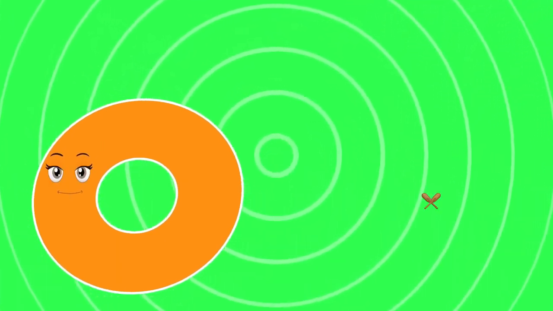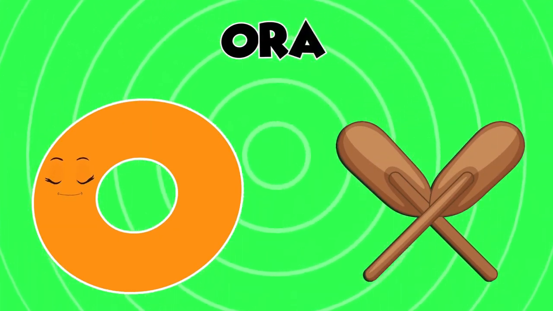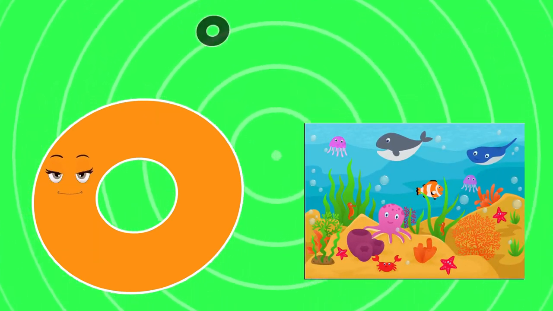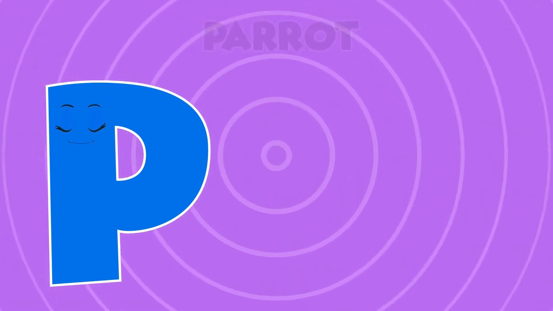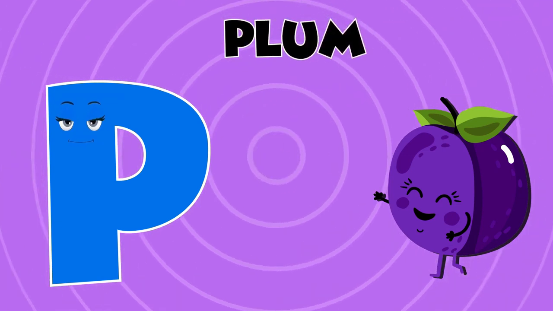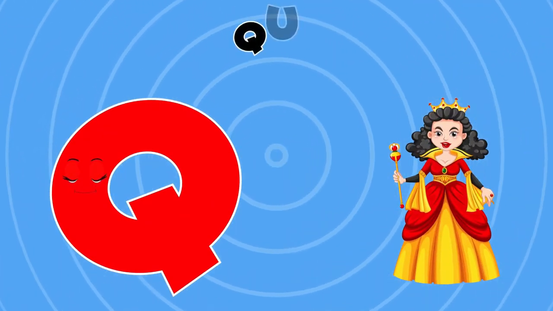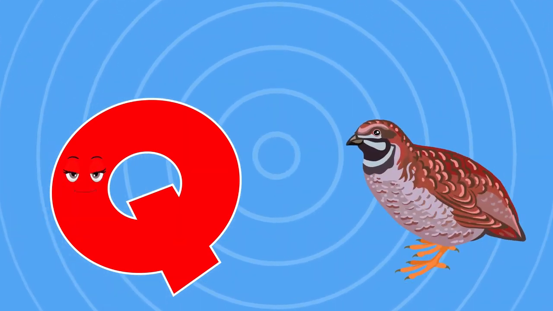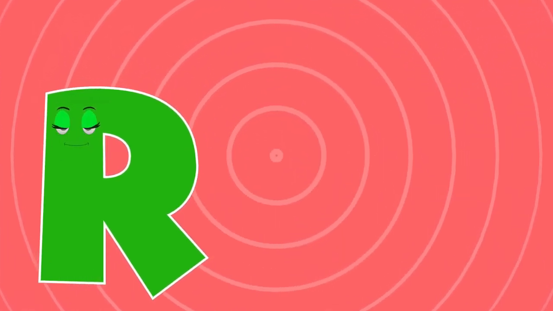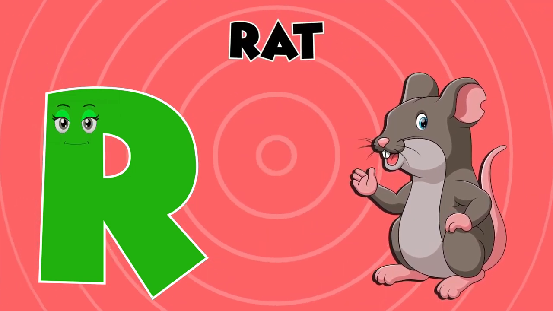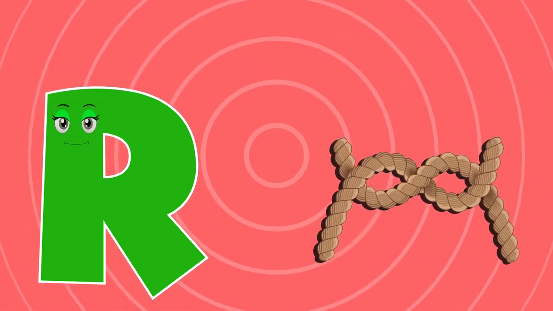O. O for oar. Oar. O for ocean. Ocean. P. P for parrot. Parrot. P for plum. Plum. Q. Q for queen. Queen. Q for quail. Quail. R. R for rat. Rat. R for rope. Rope.